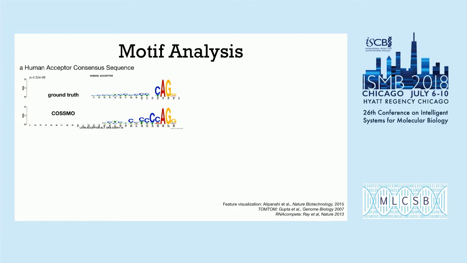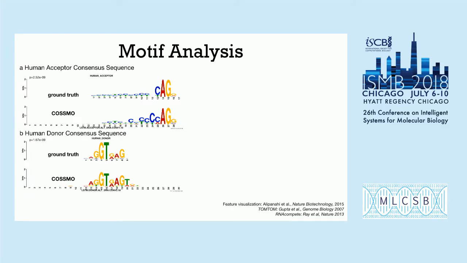We then take all these PWMs that we learn, and we use the TomTom algorithm to compare them to the regulatory elements that we already know. And so here we compared our motifs against the human splice site acceptor and donor consensus sequences, and you can see that COSSMO learns motifs that are almost indistinguishable from the ground truth.